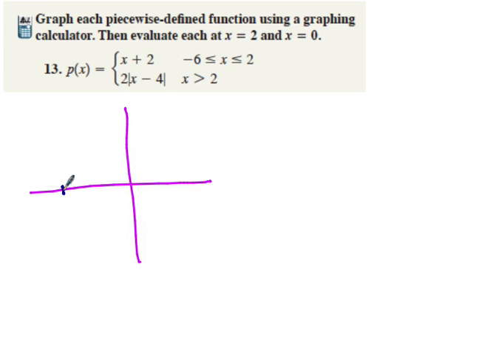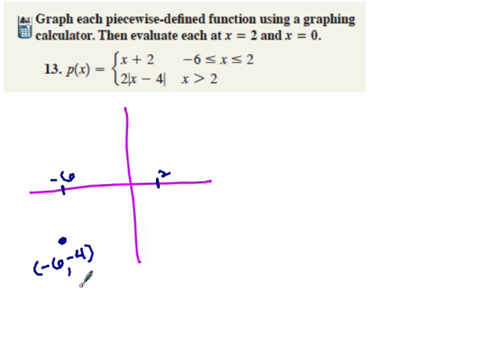At -6 to 2, I know I'm going to behave like this function. That's a linear function, so I'm going to grab my 2 endpoints and just connect them. When x is -6, -6 plus 2 is -4. So I'm going to get this coordinate point with an equality, closed circle. So this is -6, -4.